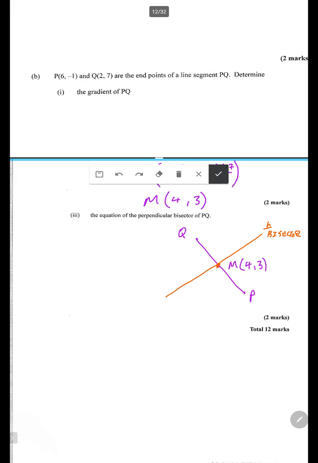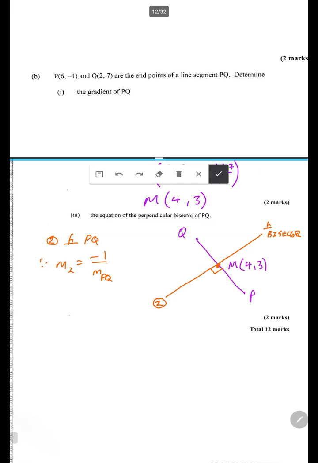But to find the gradient, we have to use the fact that it is perpendicular to the line that we know. And perpendicular lines have what we call negative reciprocal gradients. So let's call the perpendicular line, line 2, so we can reference it. Line 2 is perpendicular to PQ. Therefore, the gradient of line 2 is minus 1 over the gradient of PQ. That's the relationship between perpendicular lines.